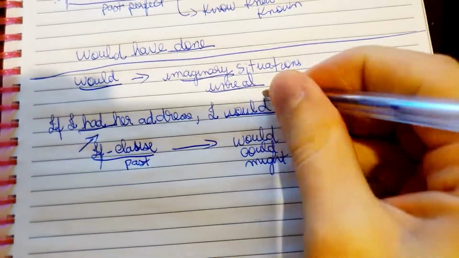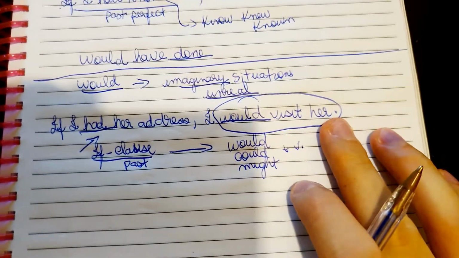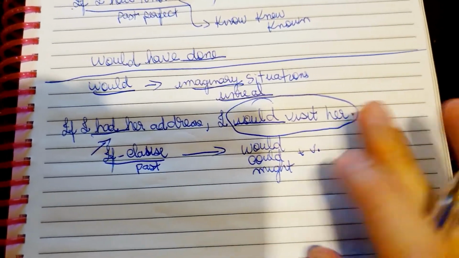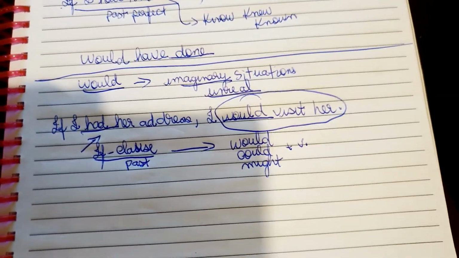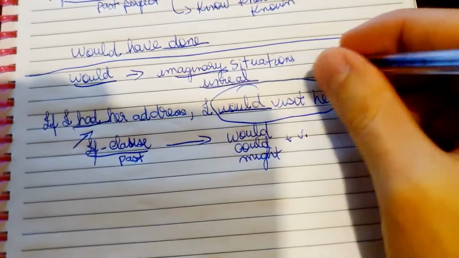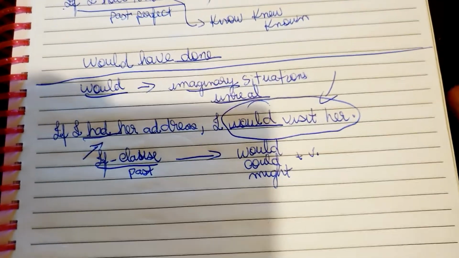Why is this a situation that won't happen? Because I don't know where she lives. I don't have her address, so I can't visit her unless I know her address. So it's an imaginary situation. You see? Okay, let's see something else. Another example.